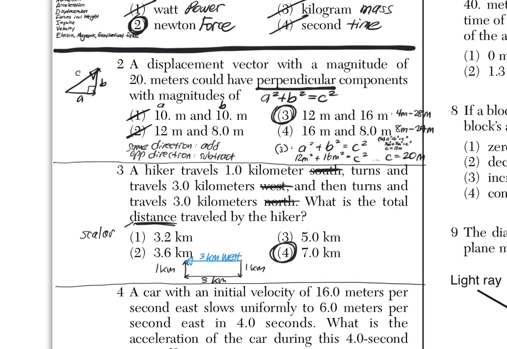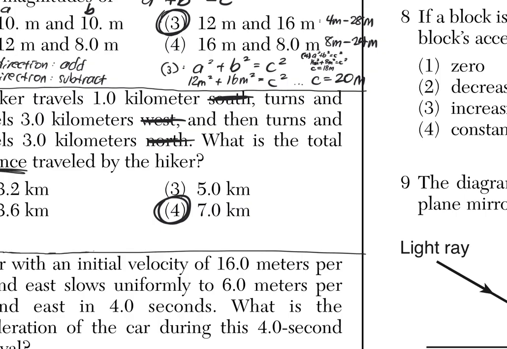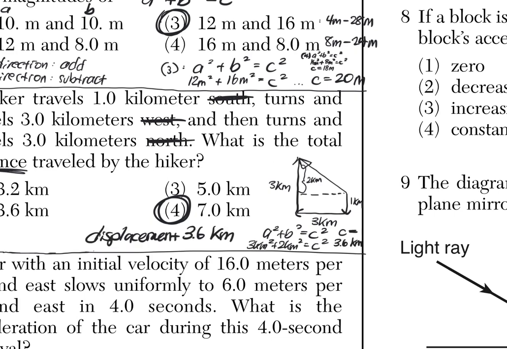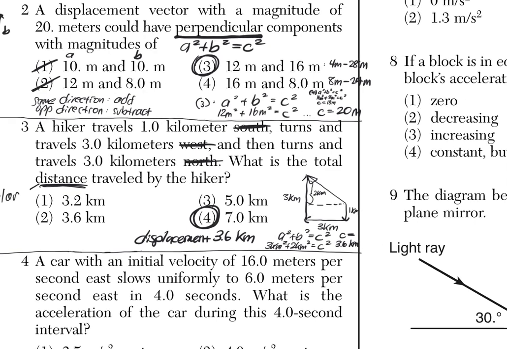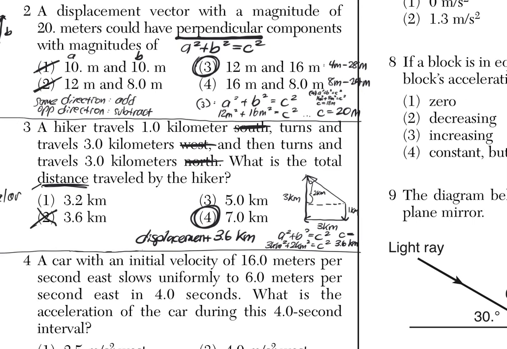If we actually wanted to find the displacement, you have 1 kilometer south, 3 kilometers west, 3 kilometers north. I misread that. So this would be the actual displacement. I can cut off that 1 kilometer and just make a right triangle where one side is 2 and one side is 3, and do a squared plus b squared equals c squared. And so the displacement is 3.6 kilometers, but that's not what they asked for, so it is not choice 2. They want the distance. Just add them up, 7 kilometers, choice 4.